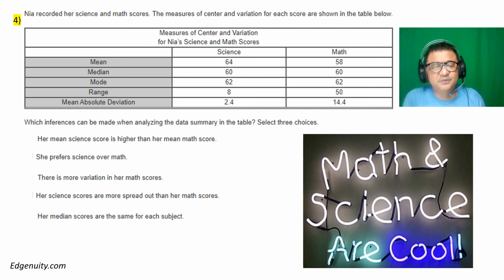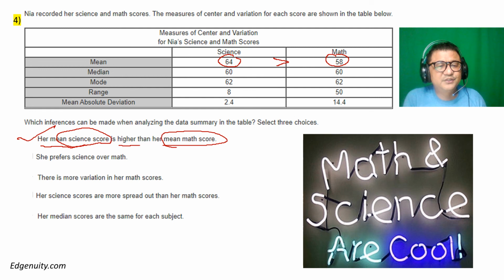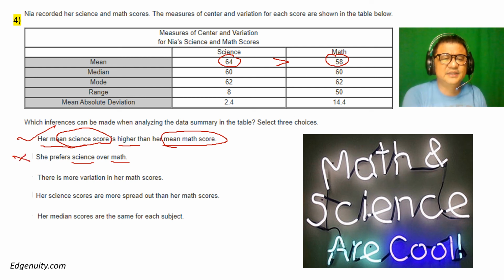Select three possible answers. Okay, number one, her mean science score is higher than her mean score in math. Mean science is higher than mean in math. Correct. That makes sense. She prefers science over math. She likes science more than math. Does that, the greater it is, does it mean you like it better? No, sometimes I like the subject, but my grade isn't that good. So that's not supported by data.